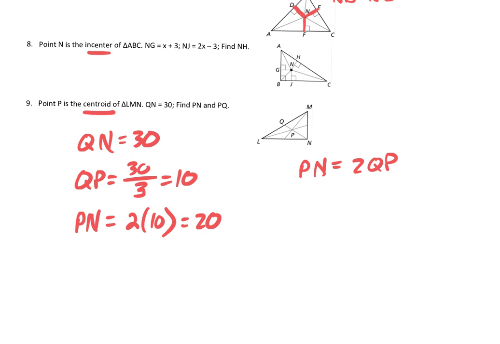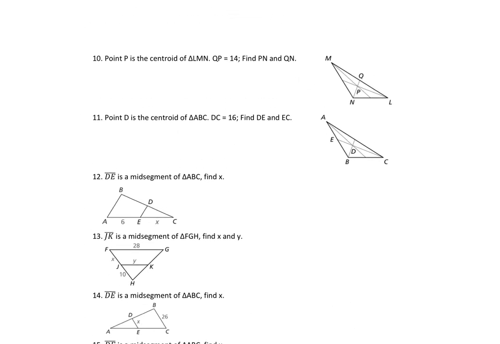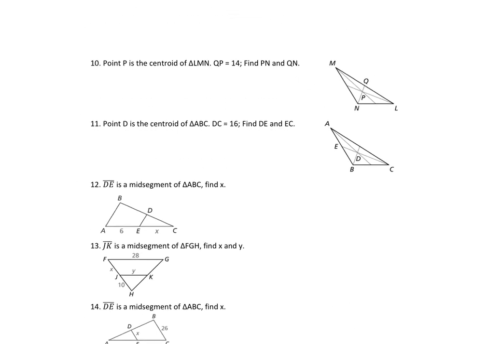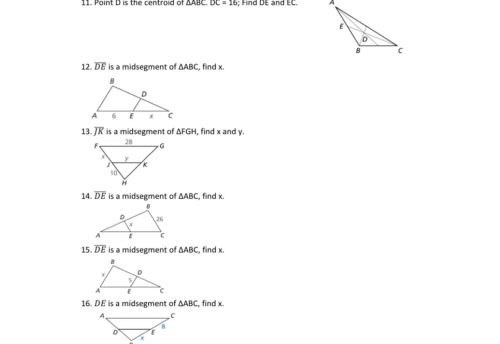We don't necessarily have any pieces that are equal, like we do on circumcenter and incenter, so we got to do the 1/3, 2/3 relationships. 10 and 11, like I said, are the same thing. I'm just giving you different information, similar type pictures based on what we're given. Use that information to find everything else. 12 through 17 are all mid-segment problems.